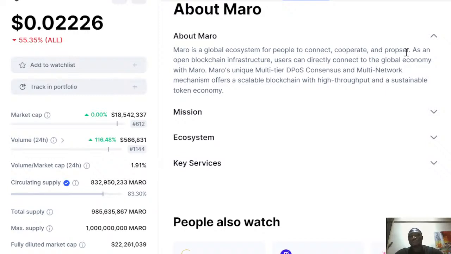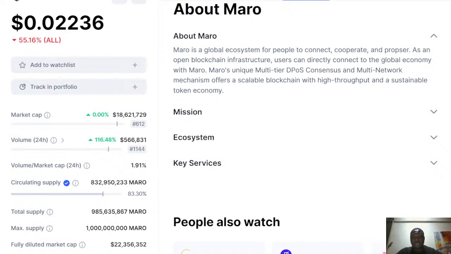Now, as an open blockchain infrastructure, users can directly connect to a global economy, so they provide a form of connection. In our platform, you can come to connect, and they give you a place in which you actually connect with the world in general. They give you a form of security when looking at the platform itself.